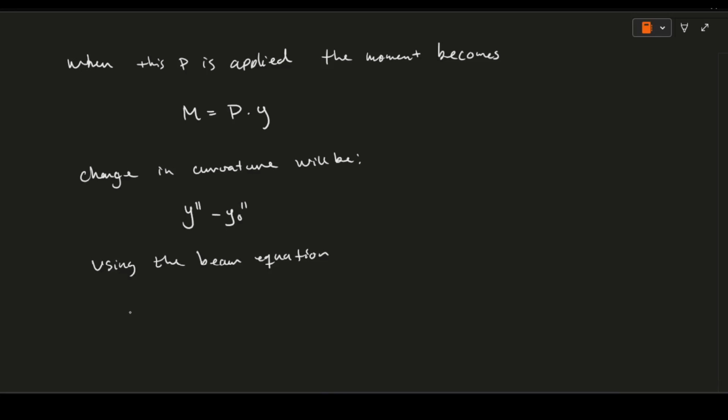So we have an expression for the moment, so we can use the second order or the weak form of the beam equation, which is EI times y prime prime minus y naught prime prime plus Py. This is equal to 0.